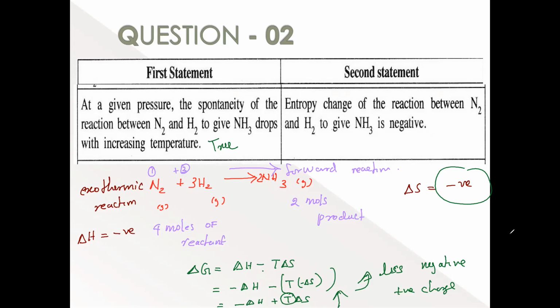So this is what is happening. As it becomes positive, since delta H is a minus, it leads to less negative. So the first statement is true. The entropy change of the reaction between N2 and H2 giving ammonia is negative, that I also said is true. So what is the answer? The first statement explains the second statement. Your answer is number 1.